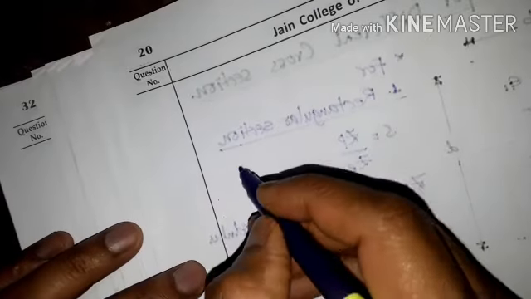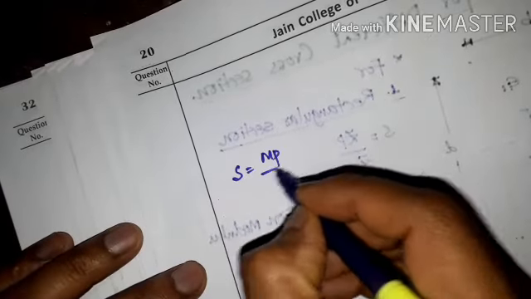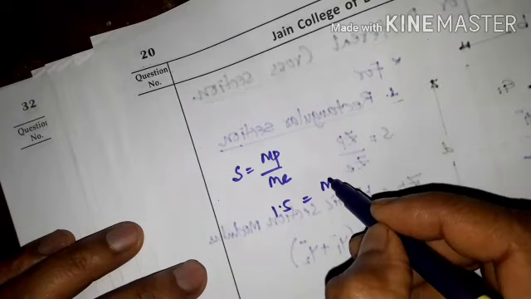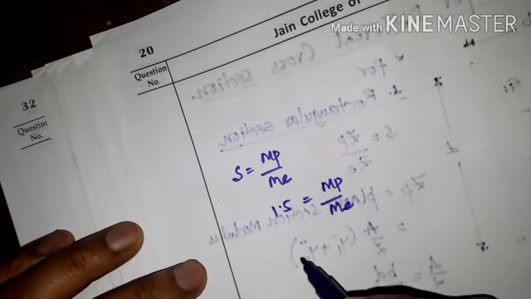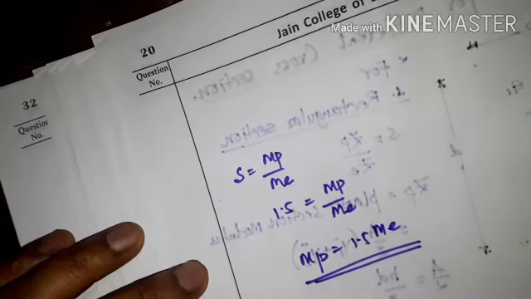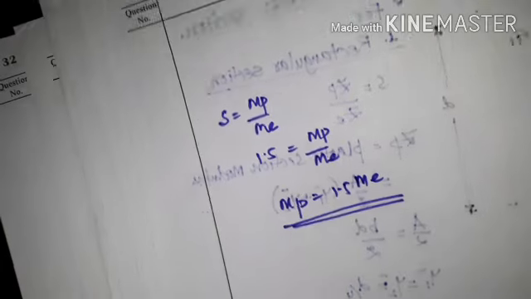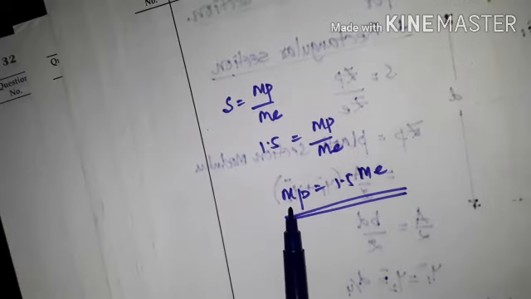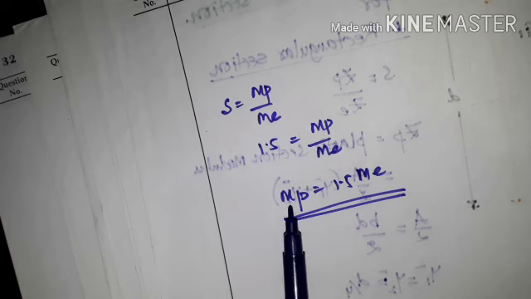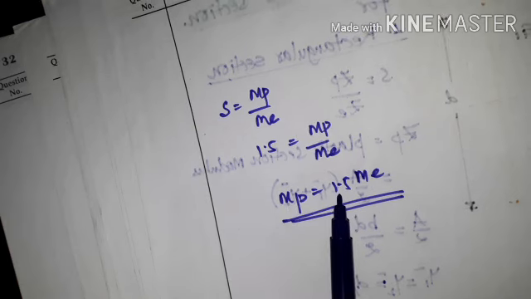Shape factor is equal to MP by ME. So I got it as 1.5 is equal to MP by ME. So what does it mean? MP is equal to 1.5 times ME. So what can we conclude? The plastic moment capacity for a rectangular section, I'll repeat once again, for a rectangular section of size B and depth D, the plastic moment capacity is equal to 1.5 times the elastic moment capacity.